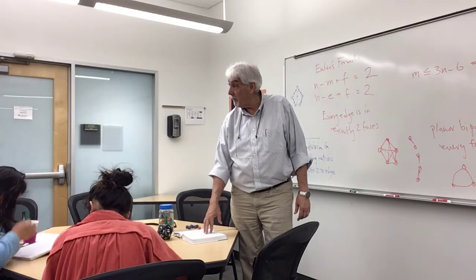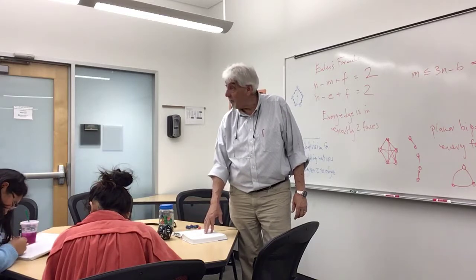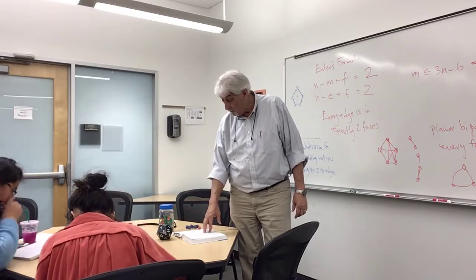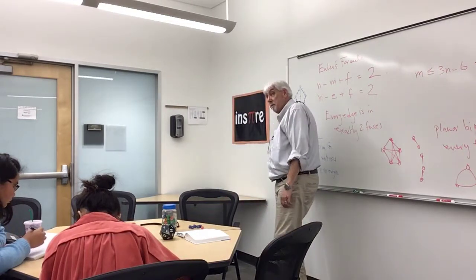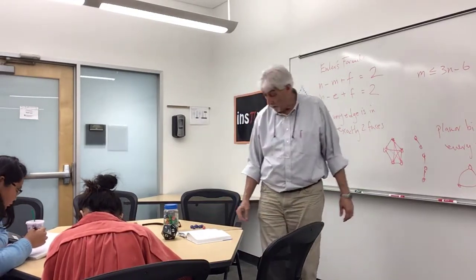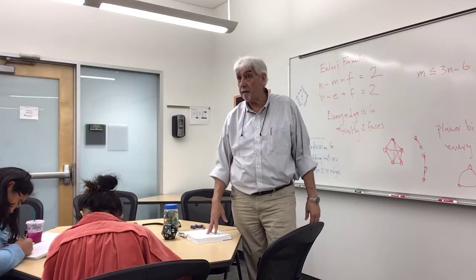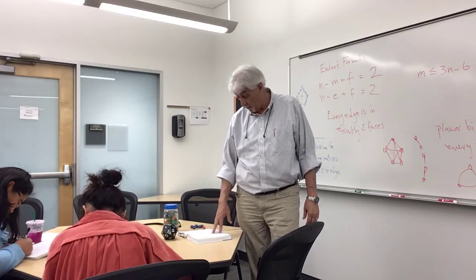G, what would you say? Yeah, G has a K5? I think so. Yeah, just in the subgraph without that center vertex. Okay, we have a claim that G has a subdivided K5. Yeah.